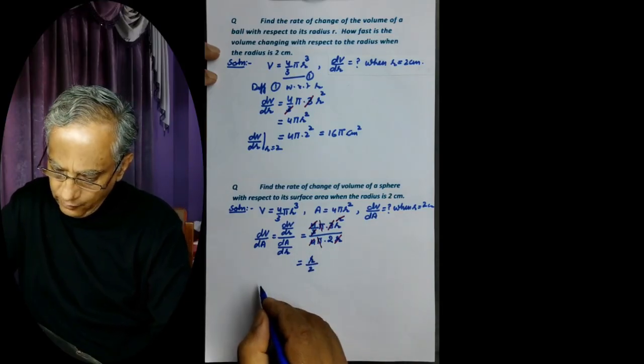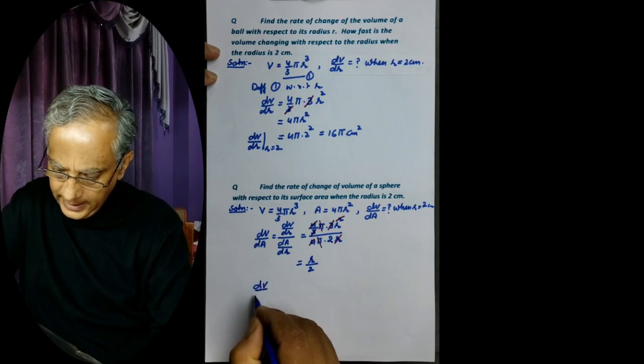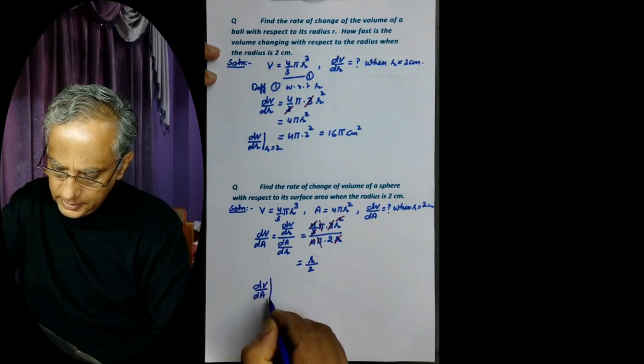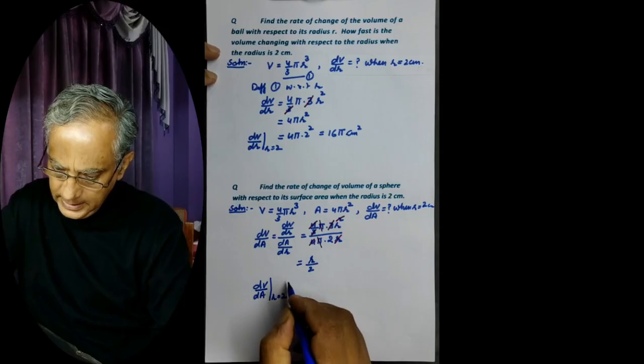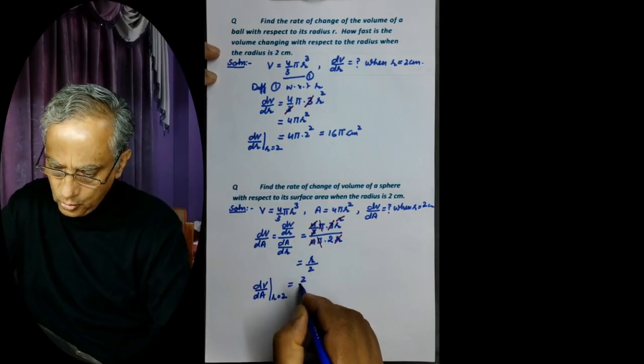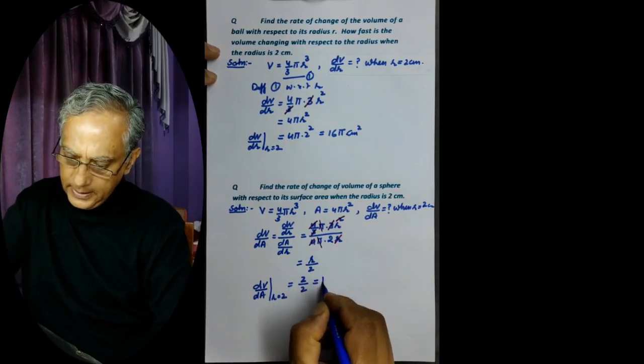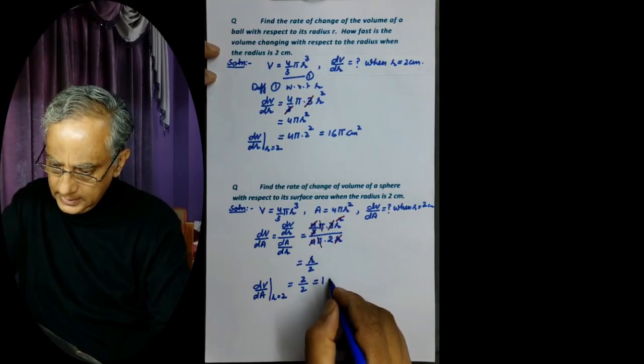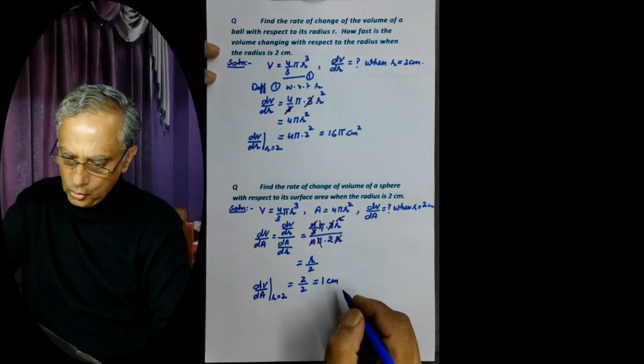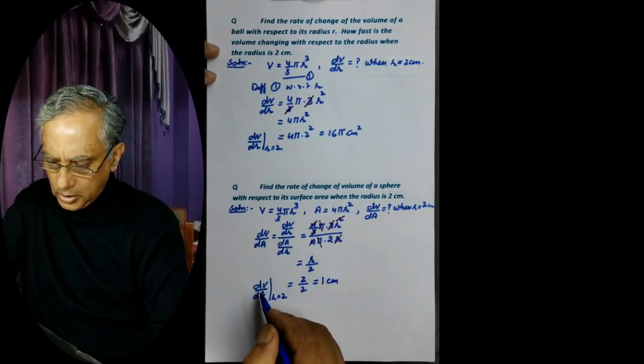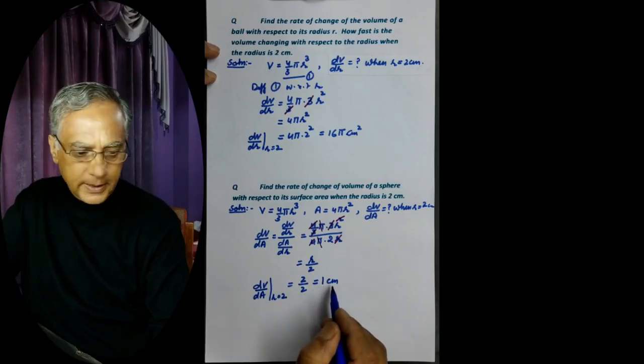So dV by dA at r equal to 2 is 2 by 2, that is 1 centimeter. So the rate of change of volume with respect to surface area is 1 centimeter.